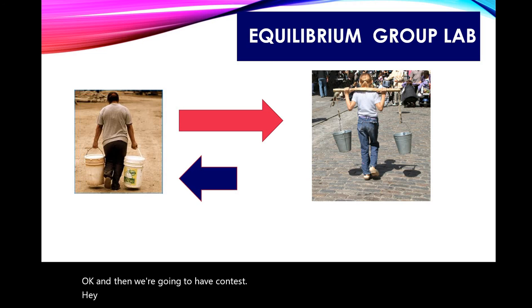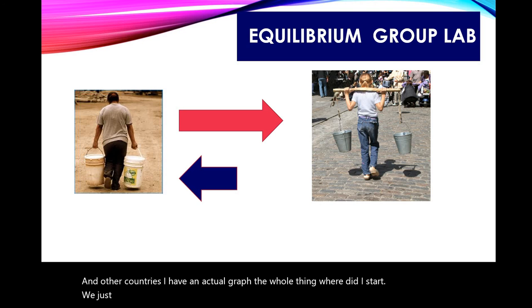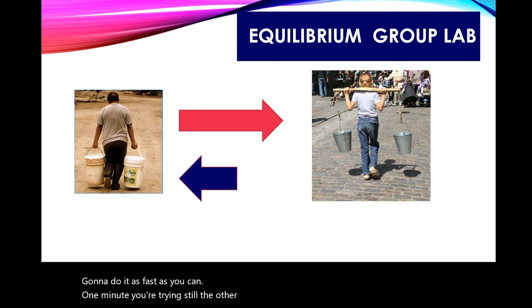I could have you, and I do with the CE Chem and other chemistries, actually graph the whole thing. Where did I start, all along the way, so we get the graphs like we just saw. But what I want you to do is, for every dip, one of you makes a dip, switch, dip, switch. And you're going to do it as fast as you can. You're going to have 1 minute, and you're trying to fill the other person's bucket up. Okay? You ready? So one in each one. You're just going to flip like this. Okay, ready? Set. I've got to get to a point on the clock where I can do this easily. Go!